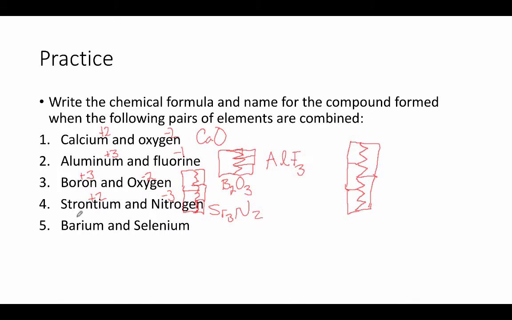And then barium and selenium. Barium has a +2 charge. Selenium has a -2 charge. So if we partner these up, they're the same charge. So again, when they're the same charge, we just write the element symbols and smush them together. So barium is Ba, selenium is Se, and there's my formula.